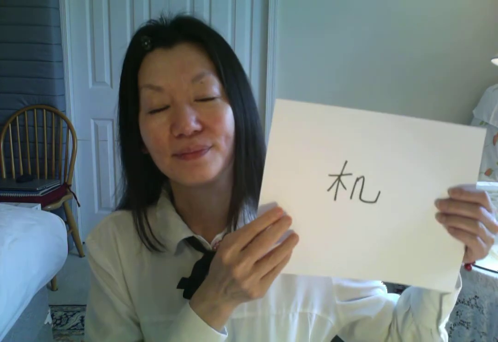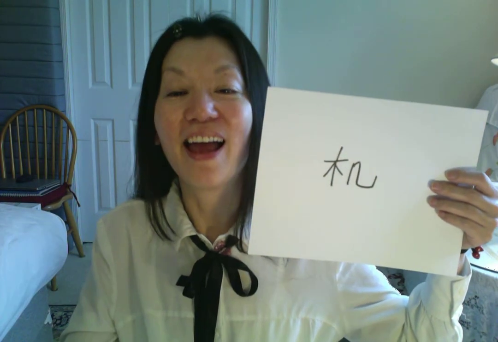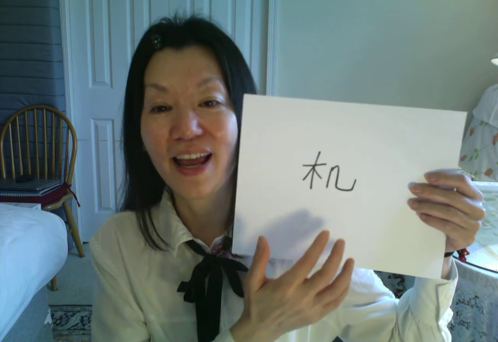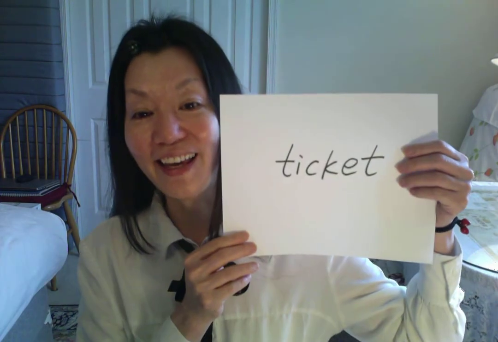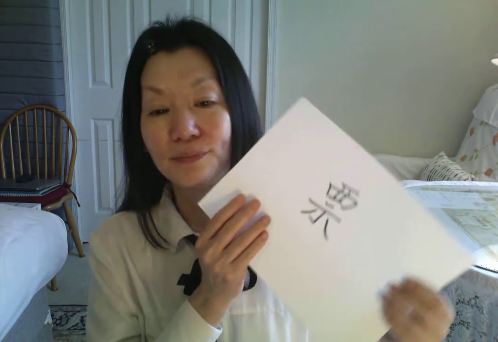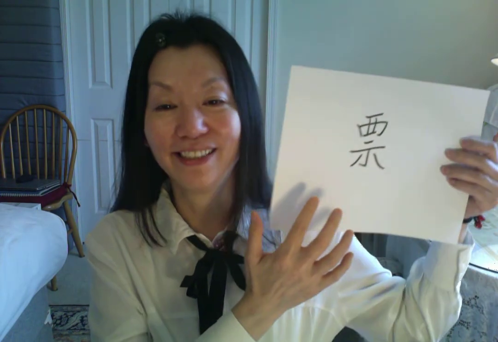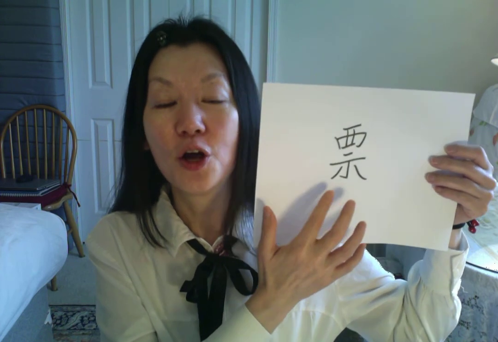Machine. In Chinese, what do we say here? Machine, we say 机. One more time, 机. Okay. Next, ticket. In Chinese, we say piào. Piào, ticket. Okay, let me see next.